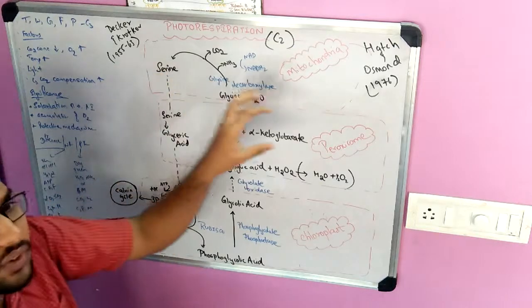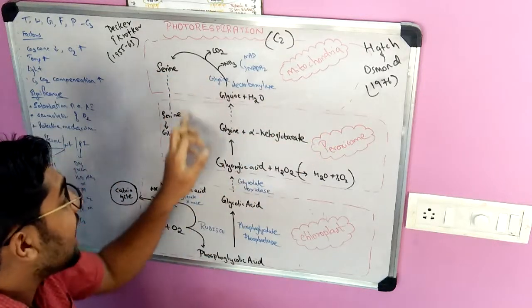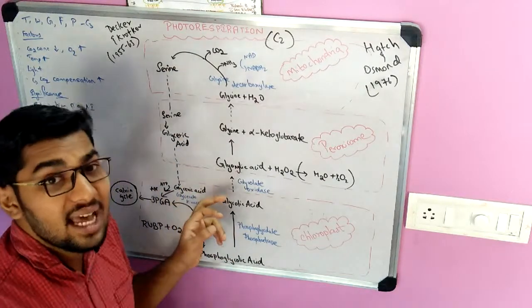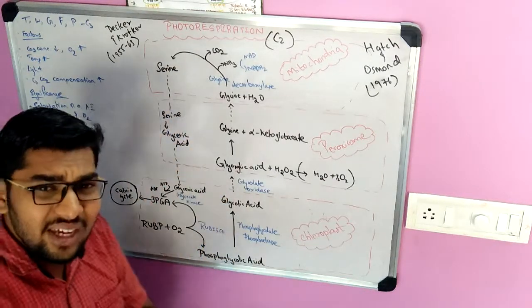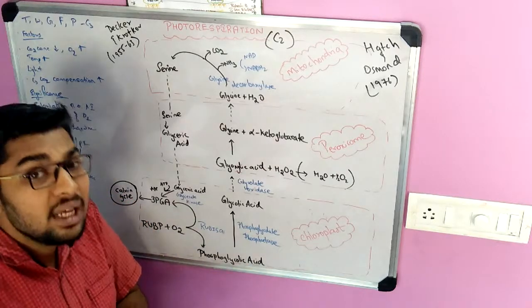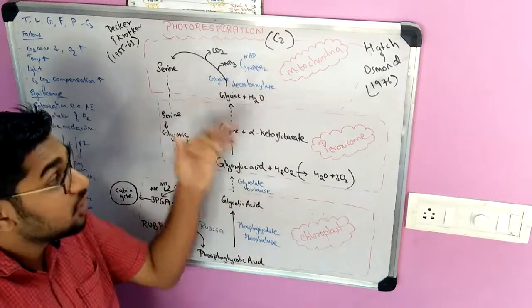Now the serine formed in the mitochondria transfers to the peroxisome and then converts into glyceric acid. In between there are various intermediate complex steps. Those are not necessary; those who are interested can refer to other textbooks for those intermediate steps.